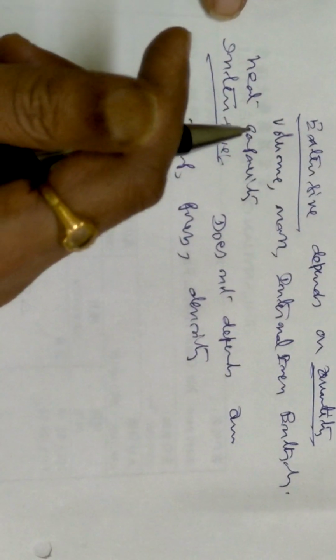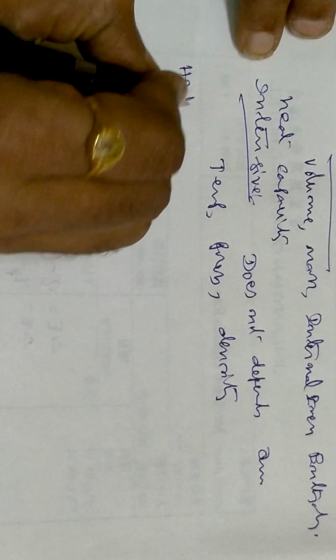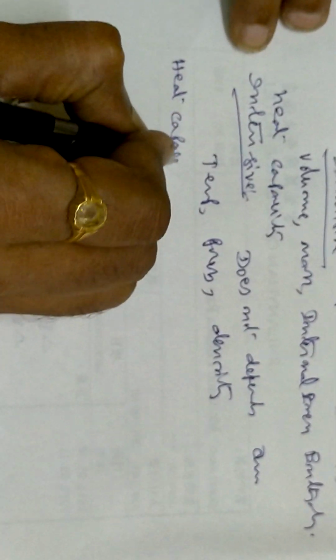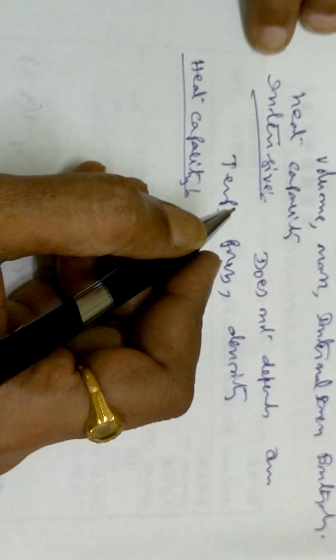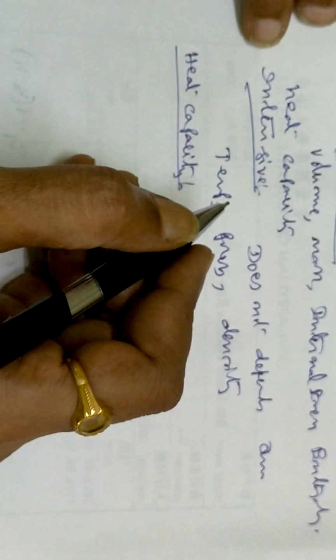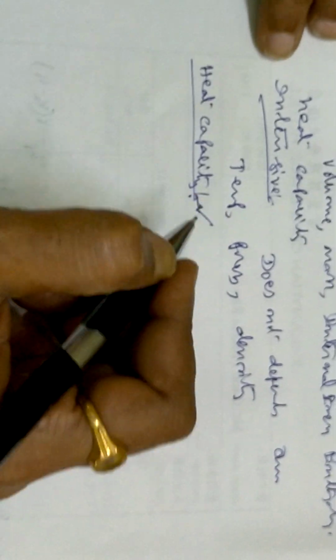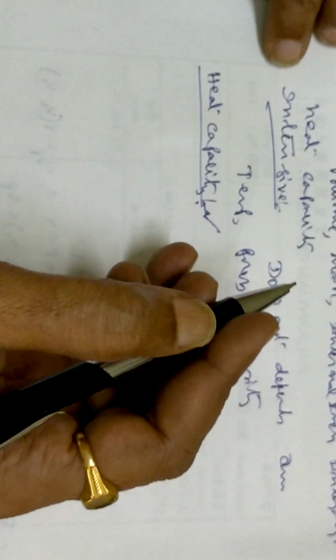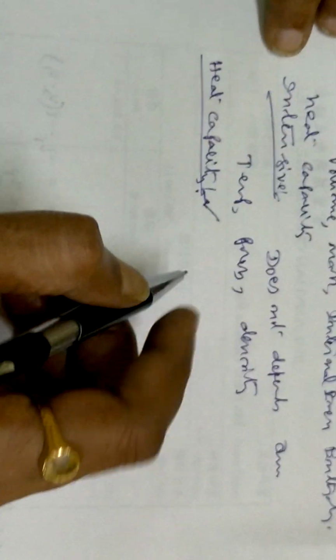Then comes the heat capacity. Why is this required? After some time thermodynamics will become thermochemistry, as most of the reactions we are dealing with. So in thermochemistry, heat capacities are widely used, particularly for gases. Right. So now what is the heat capacity? Heat capacity is required for any system.